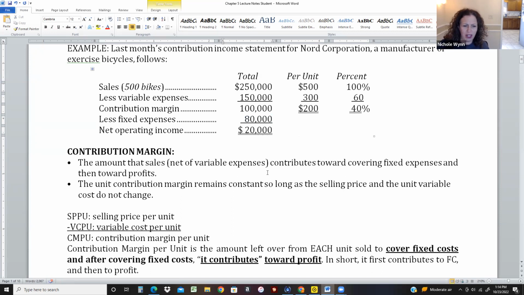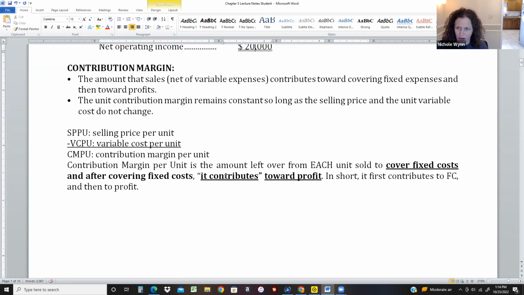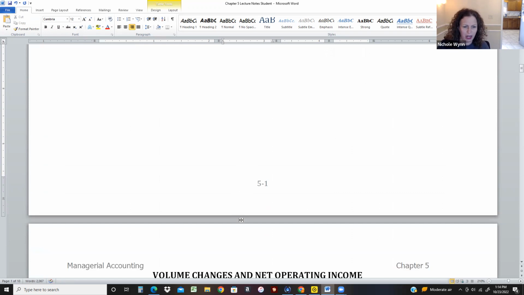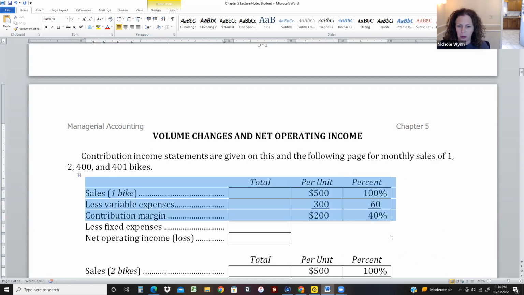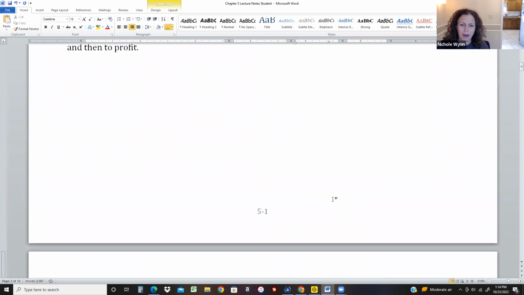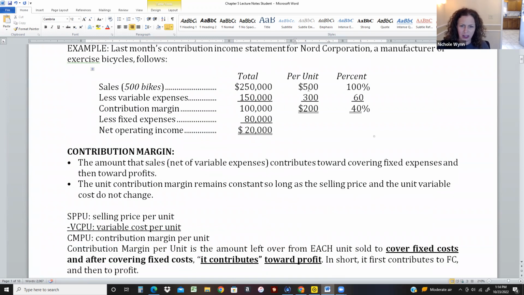So this next page is going to help us to understand that idea of contribution margin and what I'm really talking about there. So on the next page, I want to look at what would happen in our bike example if we only sold one bike. So we have a terrible month. The month is bad and we only sell one bicycle all month. So I want you to keep in mind that the 500 and the 300 and the 80,000 are going to remain constant unless I tell you to change them. Okay.